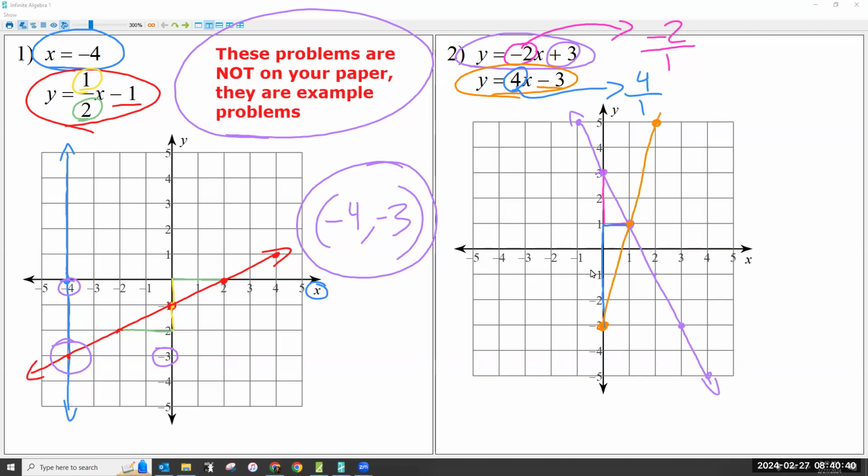Notice I couldn't do the opposite. If I tried to go down 4, it runs me off my graph. And so I had to go 1, 2, 3, somewhere over there, I guess. But ultimately, all I'm trying to find is where those points intersect. Well, here they intersect right there. And that's an x value of 1, y value of 1. So my answer is 1, 1.